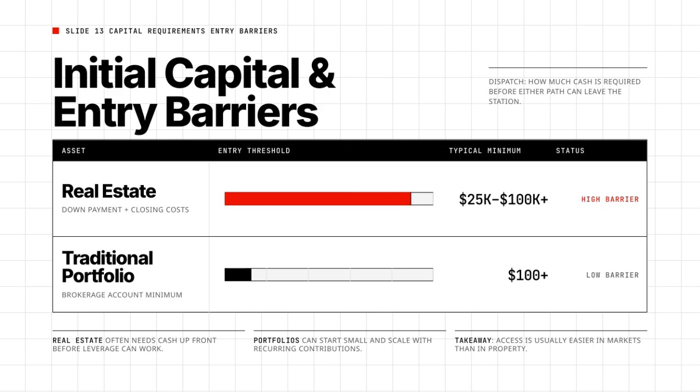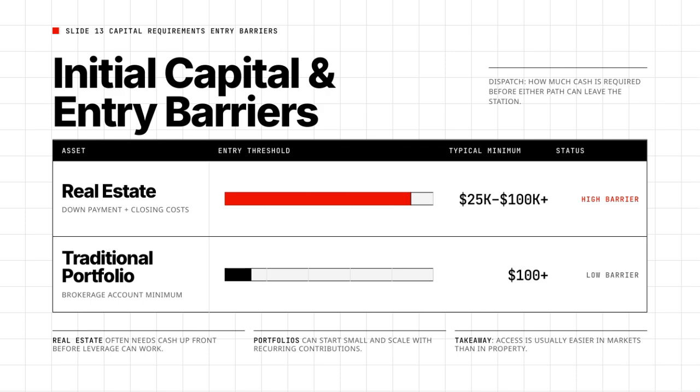On the other hand, traditional investment portfolios tend to have much lower entry thresholds. Opening a brokerage account often requires just a minimal initial deposit, sometimes as little as $100 or even less. This makes it much easier for people to get started with investing in the stock or bond markets. One key point to note is that real estate often demands cash up front before you can leverage or borrow against the property. In contrast, portfolios can begin on a smaller scale and grow over time through recurring contributions.